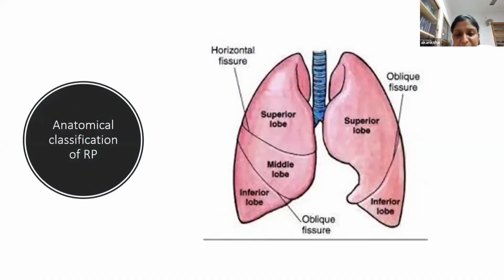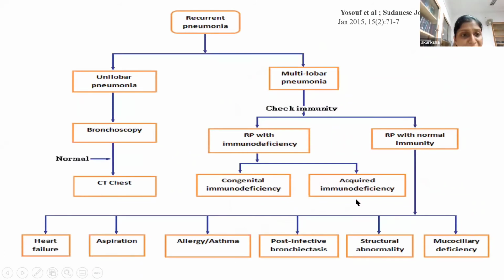Recurrent pneumonia can be classified as unilobar or multilobar based upon the lobes of the lung involved. As we all know, the right lung is divided into 3 lobes by 2 fissures, horizontal fissure and oblique fissure, into superior, middle and inferior lobe, and the left lung is divided into superior and inferior lobe by the oblique fissure. So therefore, recurrent pneumonia can be unilobar pneumonia and/or multilobar pneumonia.